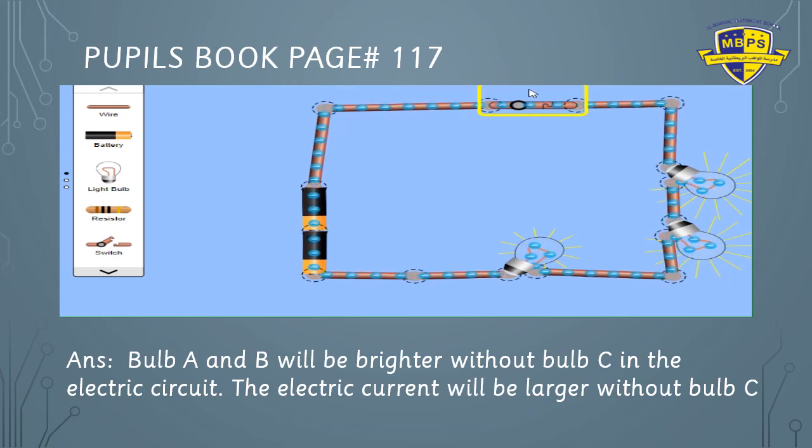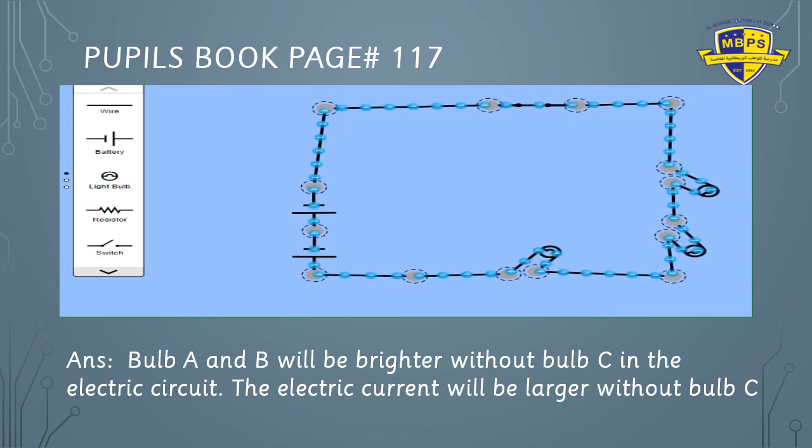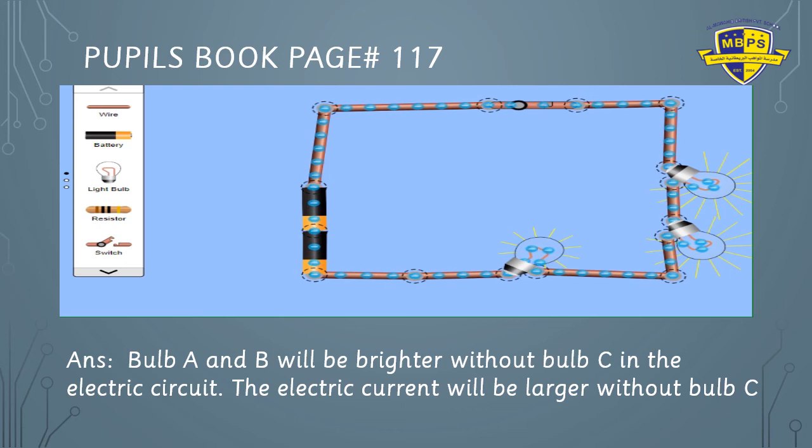Bulb A and bulb B will be shining brighter without bulb C in the electrical circuit. The electrical current will be larger without bulb C. You're correct. Now let's go forward.